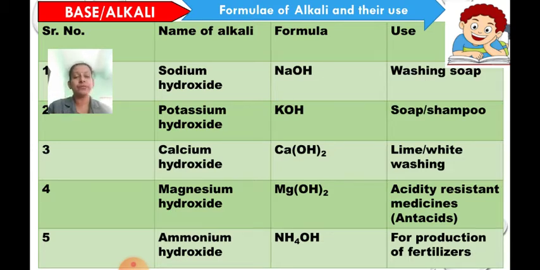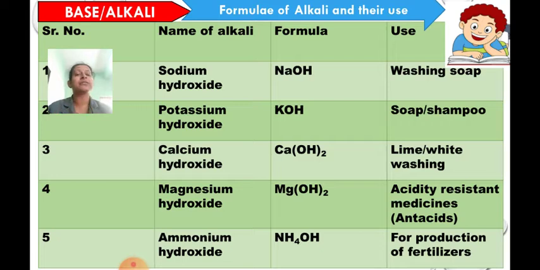So remember all these uses. Then ammonium hydroxide, whose formula is NH4OH, is used for the production of nitrogenous fertilizers. So many uses are there for all these bases. We have also learned the uses of acids, so we have to learn the uses of bases too. Here it is given in the form of a table. Remember, sodium hydroxide is used to make washing soap. Potassium hydroxide, the formula is KOH, is used to make bathing soap or shampoo.